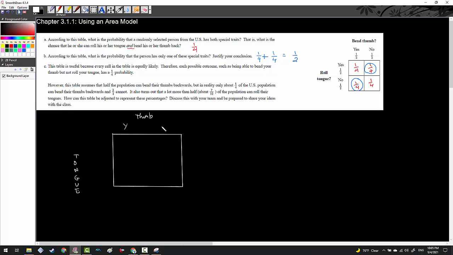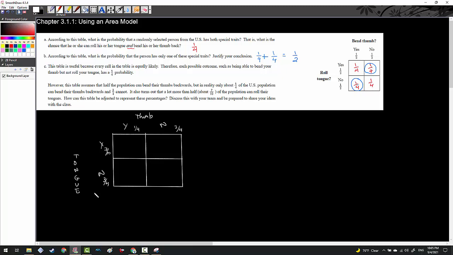And again, we'll split this up into yes, no. And so the way this can be adjusted is instead of 1/2 for the bending the thumb, we can actually say this will be 1/4 and 3/4. And then from here, 7/10 of the people can in fact roll their tongue, but 3/4 cannot.